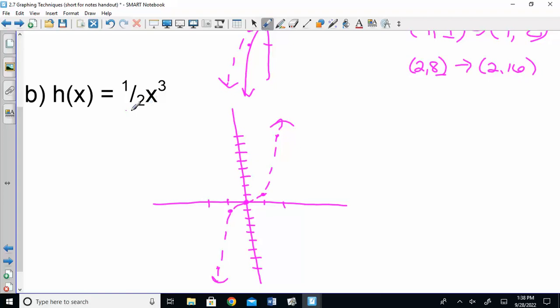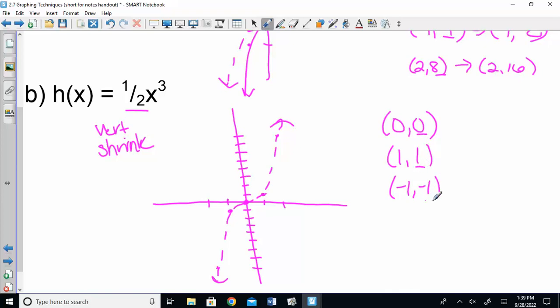What's happening this time? What's my transformation? Still on the outside, so it's still changing y. But since I multiply by something smaller than 1, it will shrink my graph. So if you think about your points, you're taking those y's times a half. So 0, 0 won't change. 1, 1 will go to 1, 1 half. Negative 1, negative 1 half.